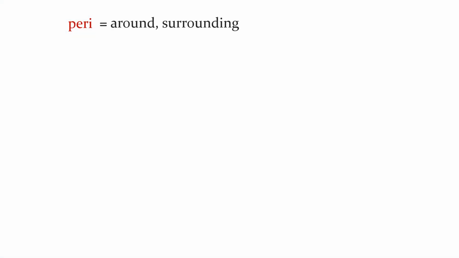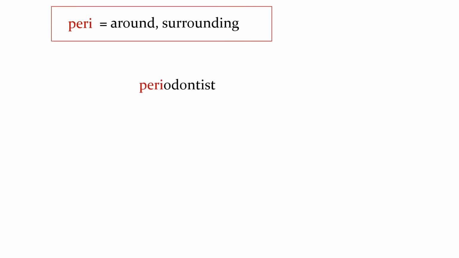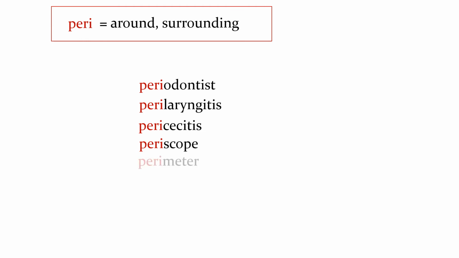Your next word is peri, which you've probably seen before. It means around or surrounding. And we'll get words like periodontist. Well, ist means one who does, and the odont, or the odonti, is the tooth. So the one who works around the tooth is the periodontist, maybe somebody who looks at your gums, for example. Okay, perilaryngitis. If you don't know what the larynx is, don't worry, we'll get to it. Okay, pericystitis.